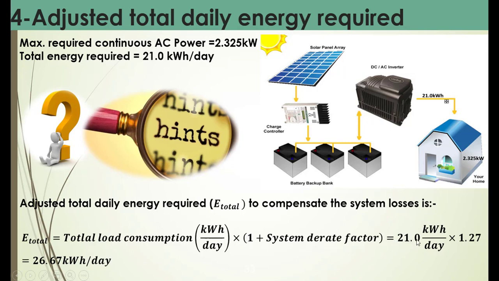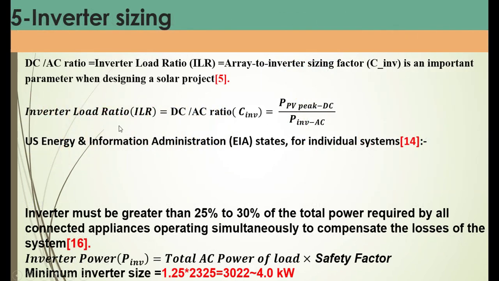As we see, this value, 21 kilowatt hour per day, multiplied by 1.27, which represents the derate factors, gives the total adjusted energy required in our calculation, equal to 26.67 kilowatt hour per day.